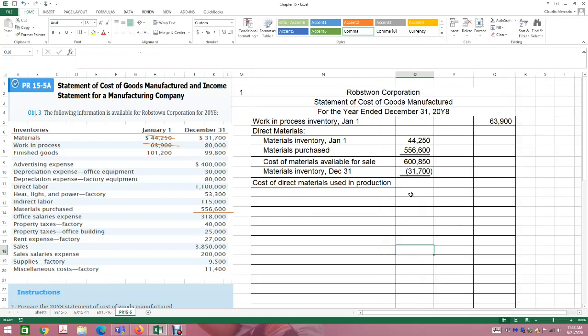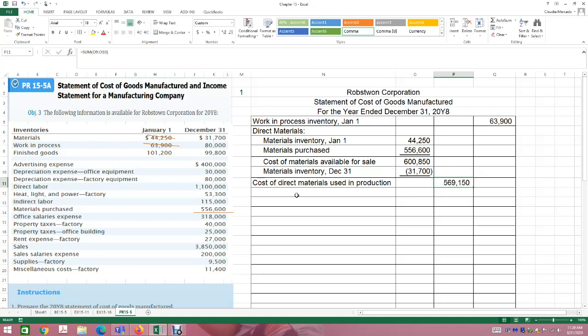To do that, I'm going to take your cost of materials available for sale minus your materials inventory, and that's going to give you $569,150. So this is the dollar amount of materials that we actually spent during the year from January through December. These are the materials that were actually put into production. We took them out of the warehouse and started processing them into our actual product. So that is our materials component, $569,150.